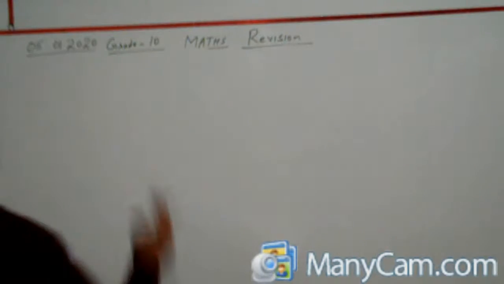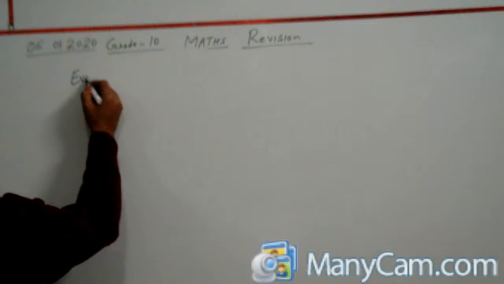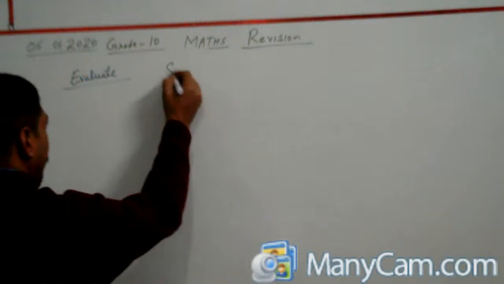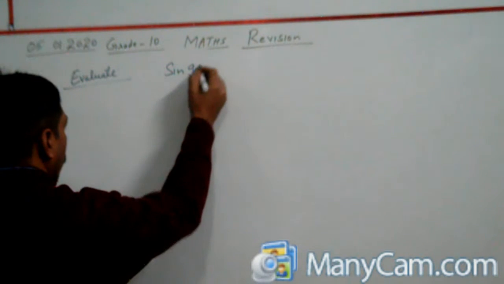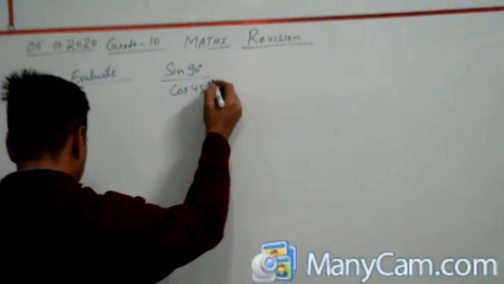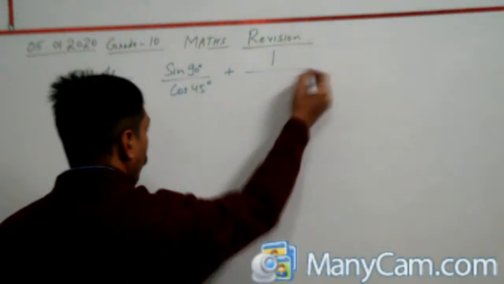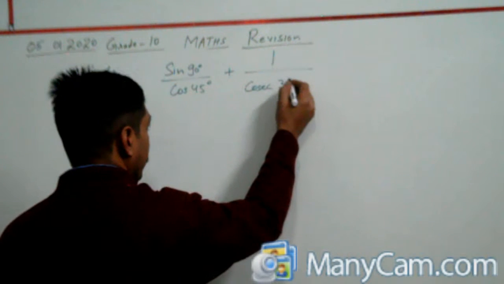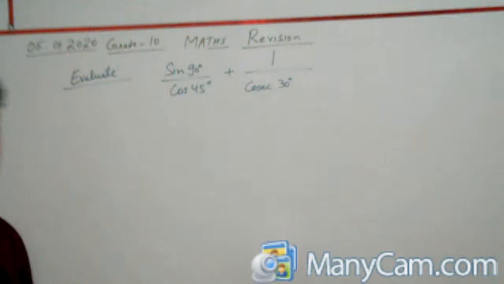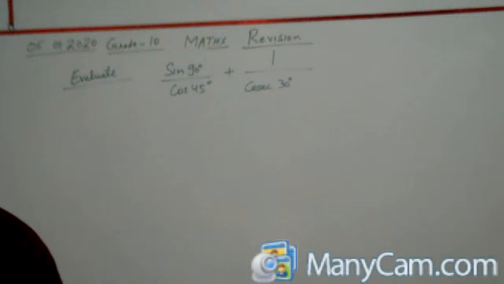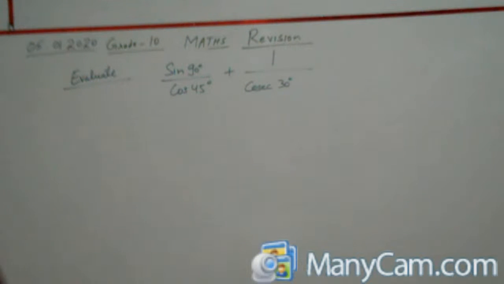Evaluate sine of 90 upon cosine of 45 plus 1 upon cosecant of 30. Very fast. Take one more question.